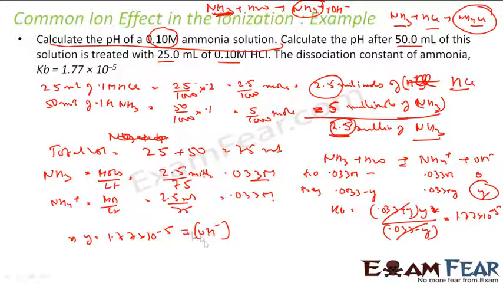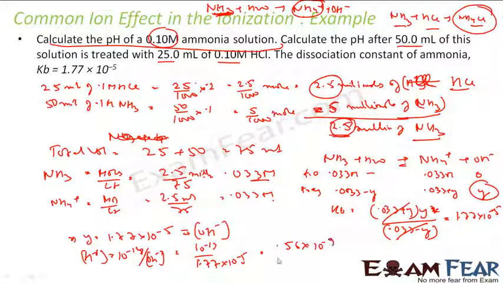Correct. I have to find what? H plus concentration, and that is what? 10 to the power minus 14 by OH minus concentration, and that is 10 to the power minus 14 by 1.77 into 10 to the power minus 5. You solve this, you get 0.56 into 10 to the power minus 9. I have to find pH. pH is nothing but minus log of this H plus ion value, that is 0.56 into 10 to the power minus 9. You solve this, you get 9.24 as the answer.